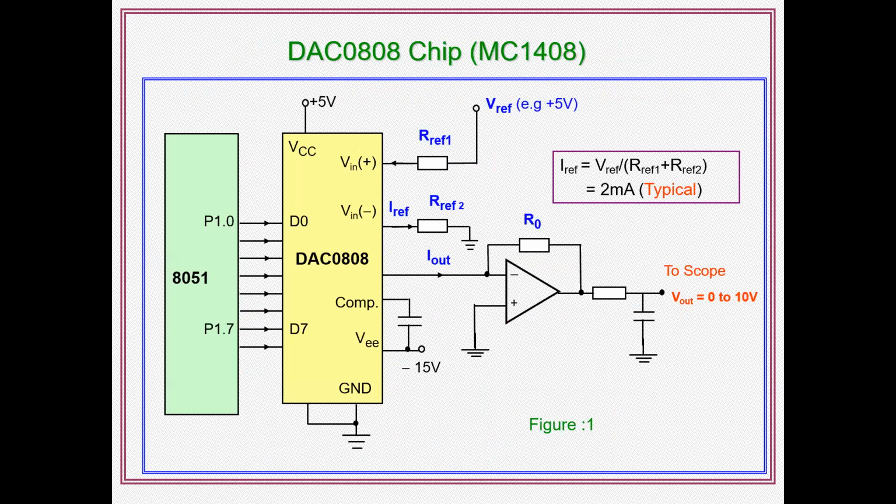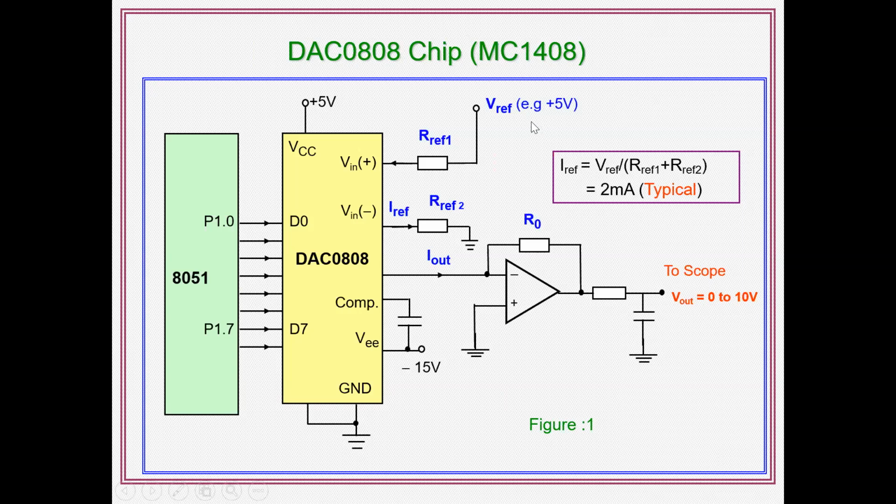So this is the digital to analog converter DAC 0808 chip. Here the 8051 microcontroller is selected, with port 1.0 to port 1.7 as output ports. That digital data is connected to D0 to D7 of the DAC 0808. VCC is plus 5 volts. And here is the reference voltage. So V in plus is connected through a resistance to V reference.